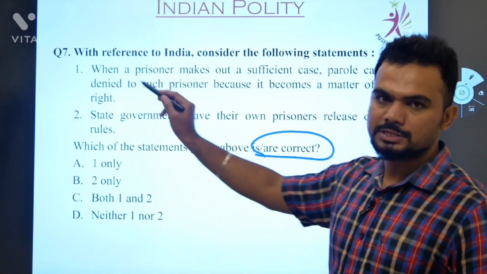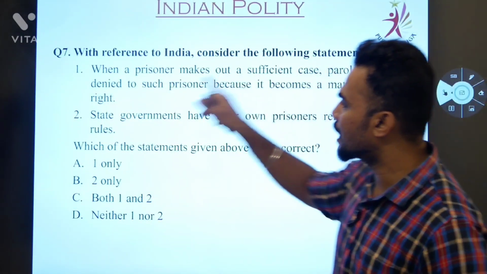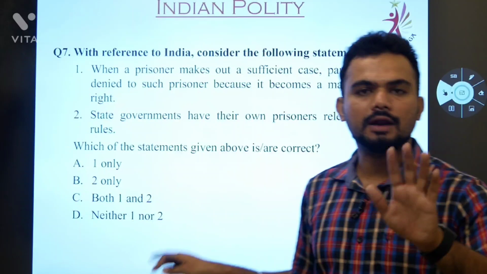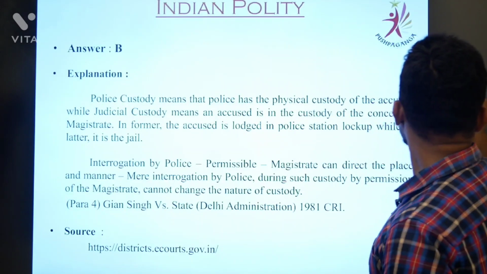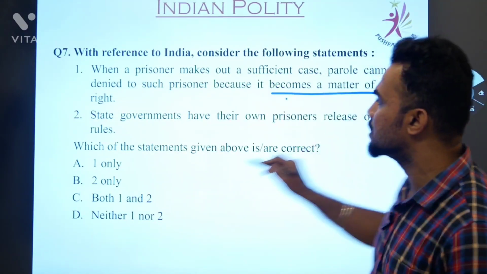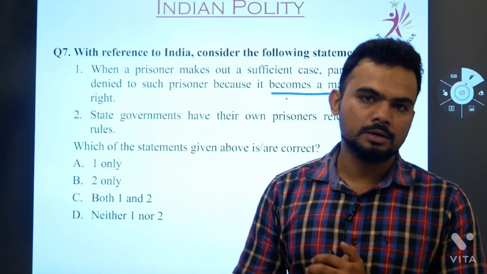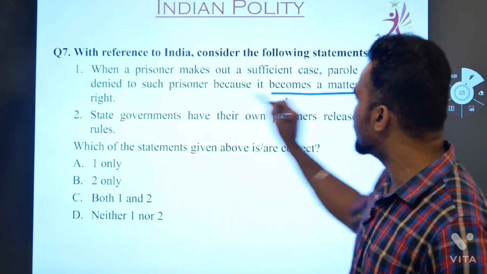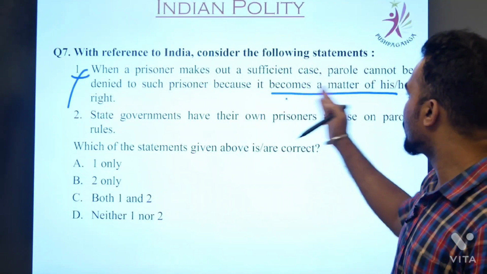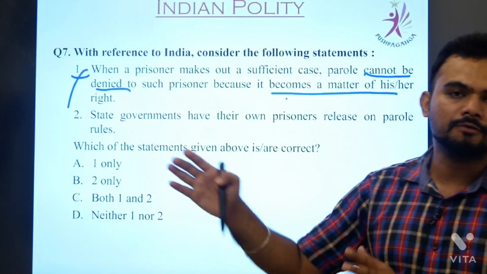Now let's see the answer. When a prisoner makes out a sufficient case, parole cannot be denied to such prisoner because it becomes a matter of his or her right. Usually, parole is not a right of a prisoner. Granting or denying it depends on the authority. So it does not become a right of a person. This statement is wrong. Parole can be granted or not; it is a discretionary power of the jailer.